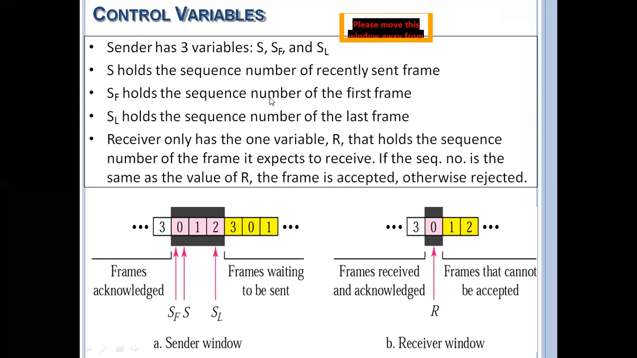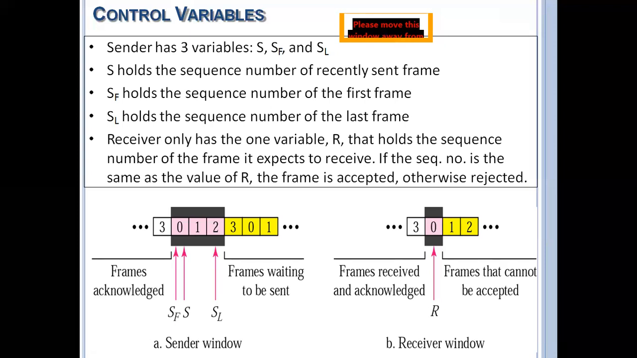Please note this down. S holds the sequence number of the recently sent frame, SF holds the sequence number of the first frame, and SL holds the sequence number of the last frame. But the receiver only has one variable, that is R.